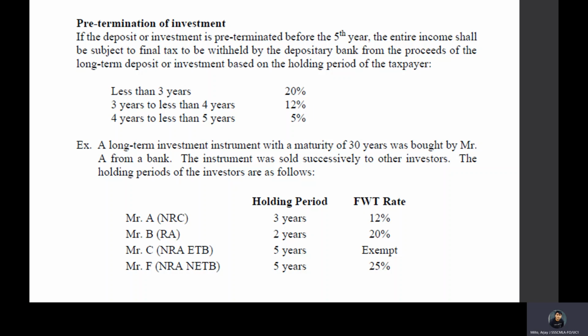C, a non-resident alien engaged in business, met the 5%, 5 years. So exempted na siya sa final withholding tax. And si Mr. F naman, since he is a non-resident alien not engaged in trade and business, regardless kung gaano katagal yung holding period, kahit 10 years pa yan, hindi siya magiging entitled dun sa tax exemption. So yun for predetermination ng mga long-term investments.